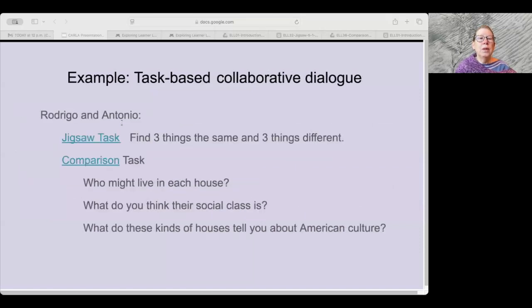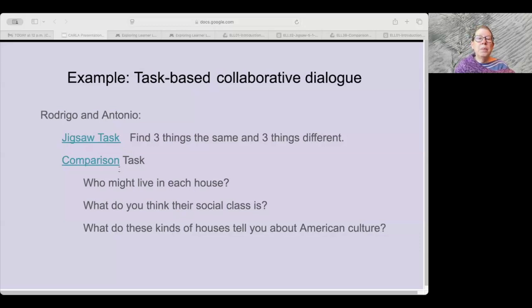I want to show you a little bit of the jigsaw and comparison tasks in which the learners interacted with each other. Rodrigo and Antonio, again, not their real names, are the lowest proficiency learners in the group, and they had been in Minnesota about a month at the time of the videotaping. So we were quite concerned about whether they would be able to complete some of the tasks. And as it turned out, something very interesting happened.